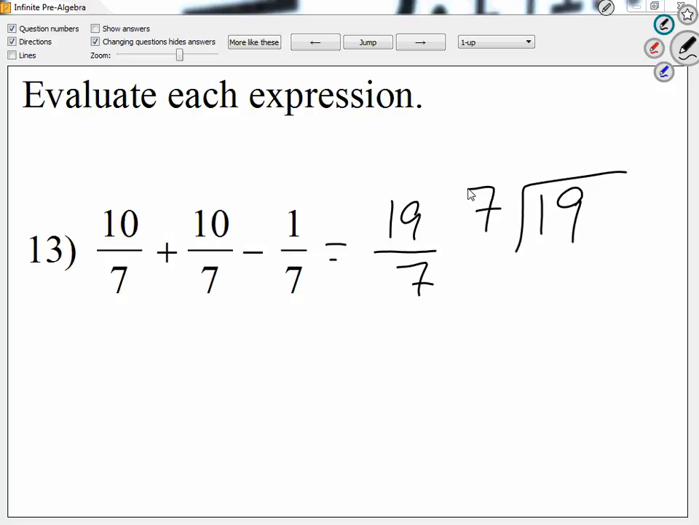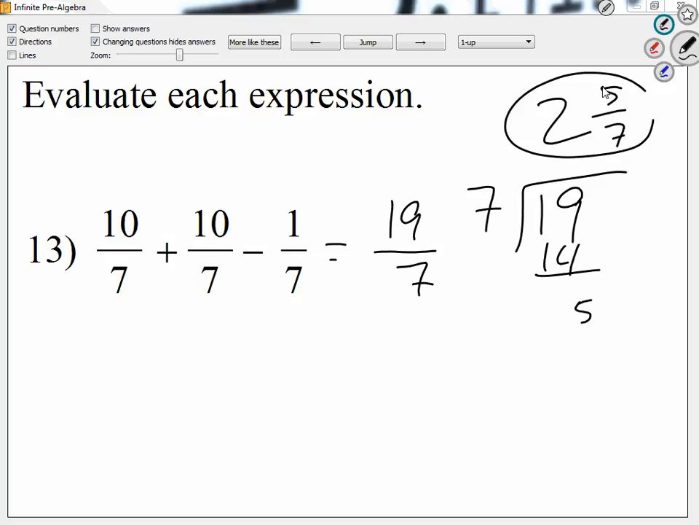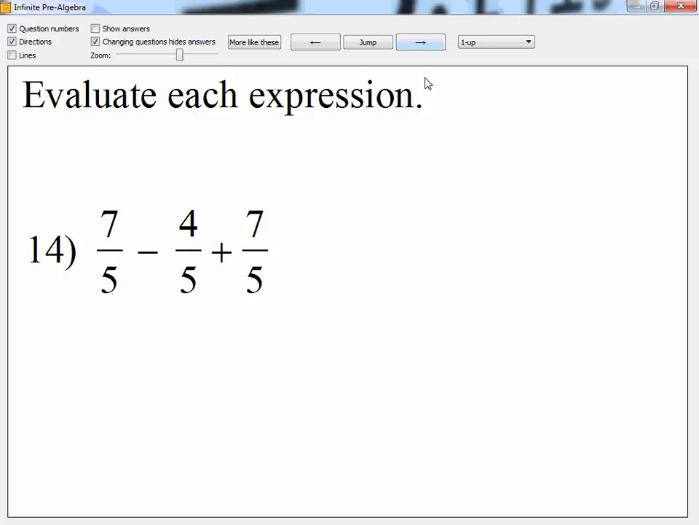How many times is 7 going into 19? 2 times? That's a big number. 2 times 7 is 14. What's our remainder? 5. So we're going to make the remainder 5 over 7. The remainder over the original denominator. So 2 and 5 sevenths. Once again, don't forget that each fraction should be simplified.